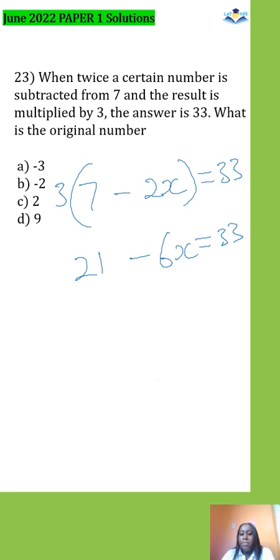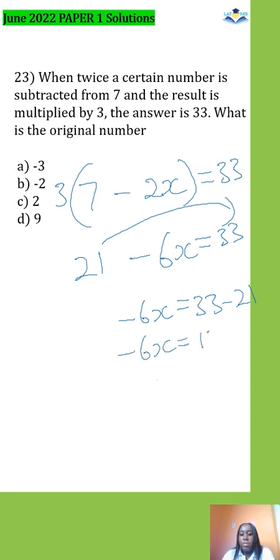I'm going to leave everything that has x on this side and take everything that doesn't have x on the other side. 33 take away 21. I'm getting -6x is equal to 12. I want x, so I'm going to divide by -6 on both sides. And that's going to give me the value of x to be -2. So my answer is B.